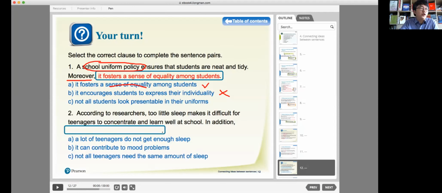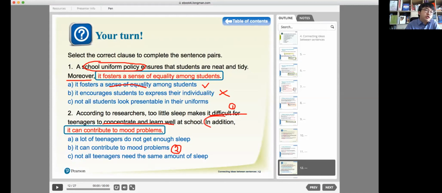So look at the answers here. Possible answers. So A, a lot of teenagers do not get enough sleep, right? Is this another problem? B, it can contribute to mood problems. Maybe. C, not all teenagers need the same amount of sleep. So the answer is quite obvious, which is B, it contributes to mood problems. Because this is the second problem mentioned in the paragraph. And the first problem mentioned is difficult to concentrate and learn well. So this is the first problem mentioned. In this paragraph, two problems are mentioned. So therefore, we use in addition here to link these two sentences. All right.